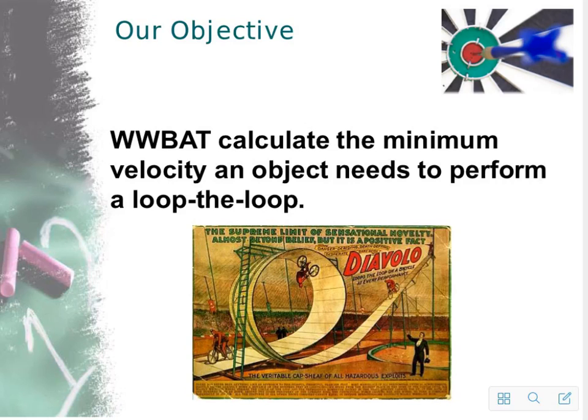And our objective for this lesson is that we're going to be able to calculate the minimum velocity an object needs to perform a loop-the-loop. So a loop-the-loop is, for example, a bicycle, or you could have a roller coaster that goes in a vertical loop. And we're going to find out that there is a minimum velocity that this bicycle or roller coaster needs in order to perform a loop-the-loop.